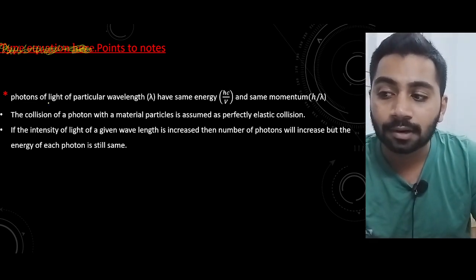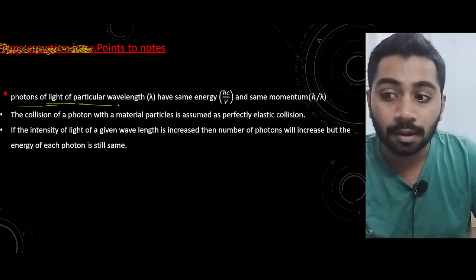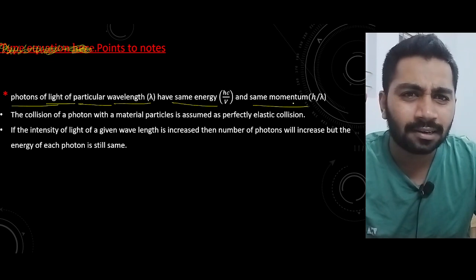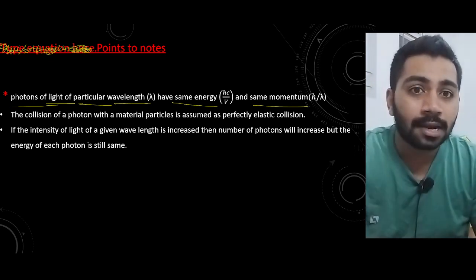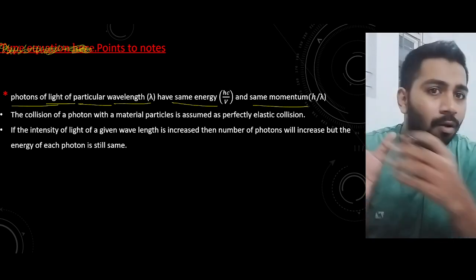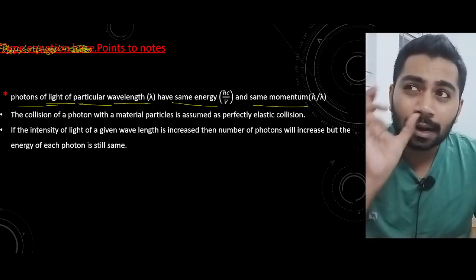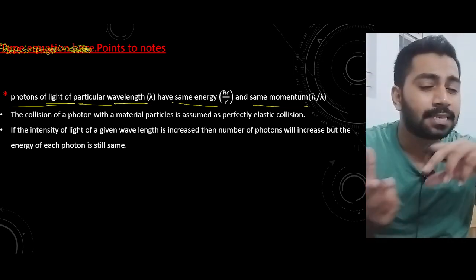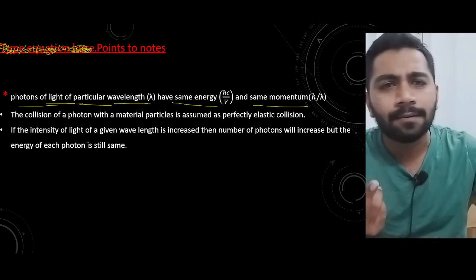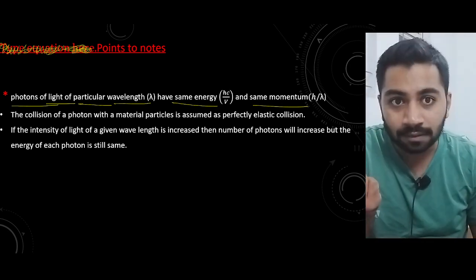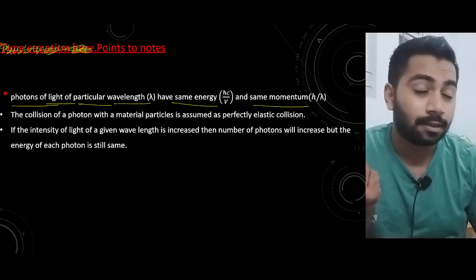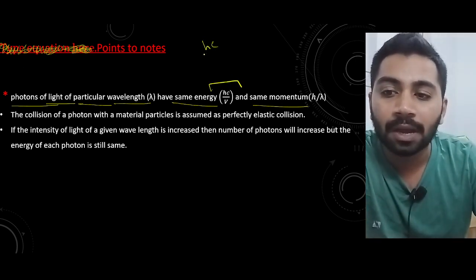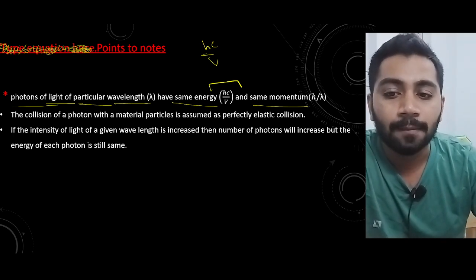See, photons of light, particles with the same wavelength, have the same energy and same momentum. If you take any light, maybe white light or red light, white light has all the wavelengths. If red light has some wavelength, it is the same for all red lights. They have the same energy, calculated by hc by lambda, Planck's constant times speed of light divided by wavelength, and the same momentum.